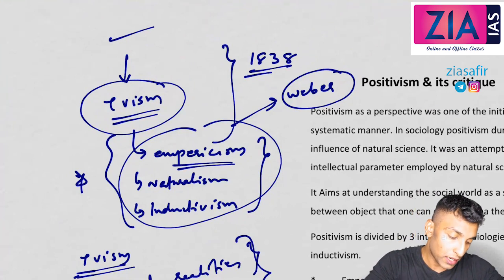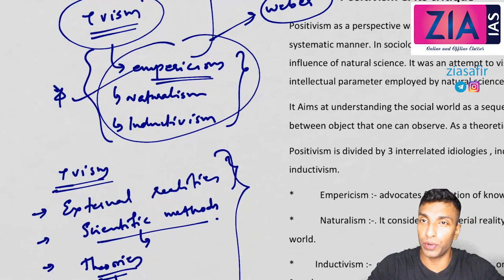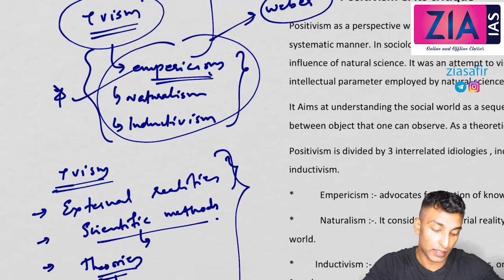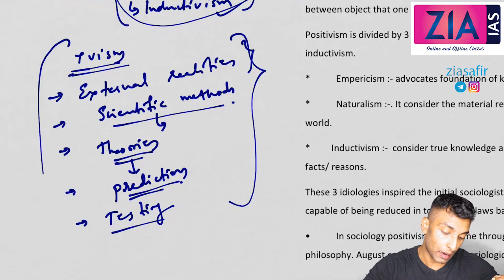And once you understood the context, then we have talked about what is positivism, and these three elements are what you need to remember. You just explain that. What is empiricism, what is naturalism, what is inductivism. Then what you need to remember is these elements.